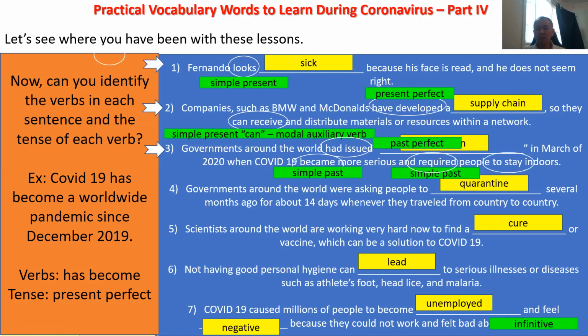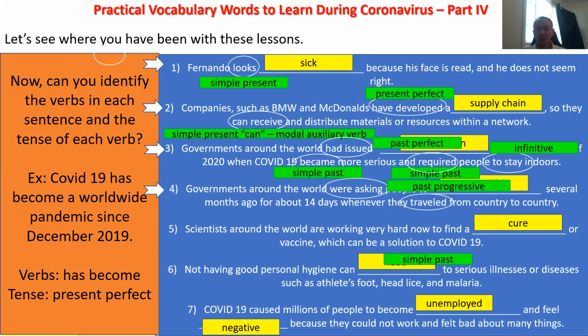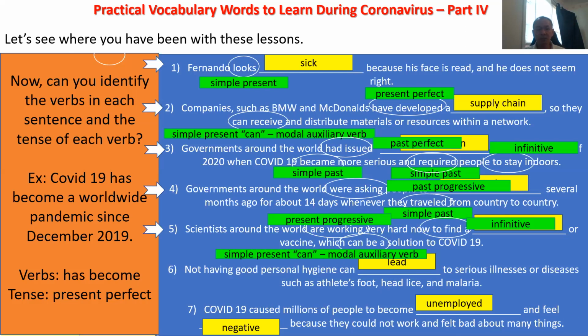To stay indoor, this is called a verb infinitive. Number 4, were asking, present progressive. Traveled, past simple. Number 5, are working, present progressive, because you are talking about right now. To find, infinitive. Can be, simple present. Can, again, is a modal auxiliary verb.